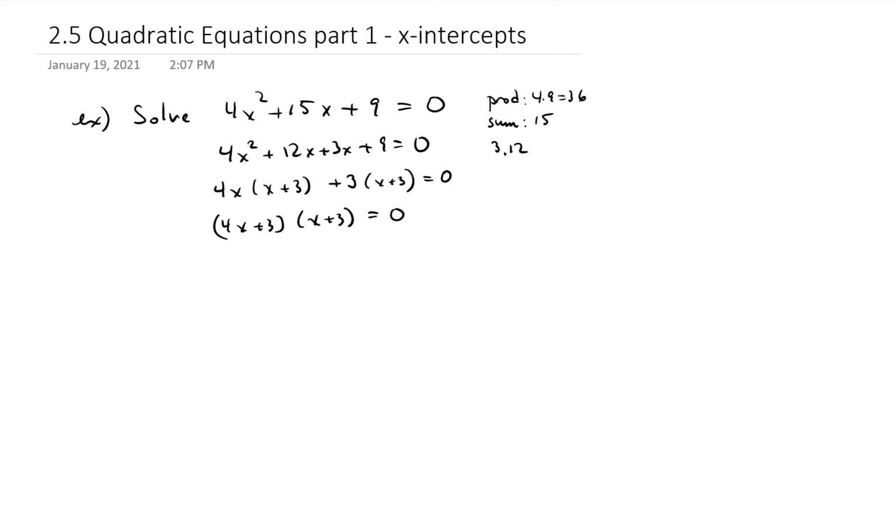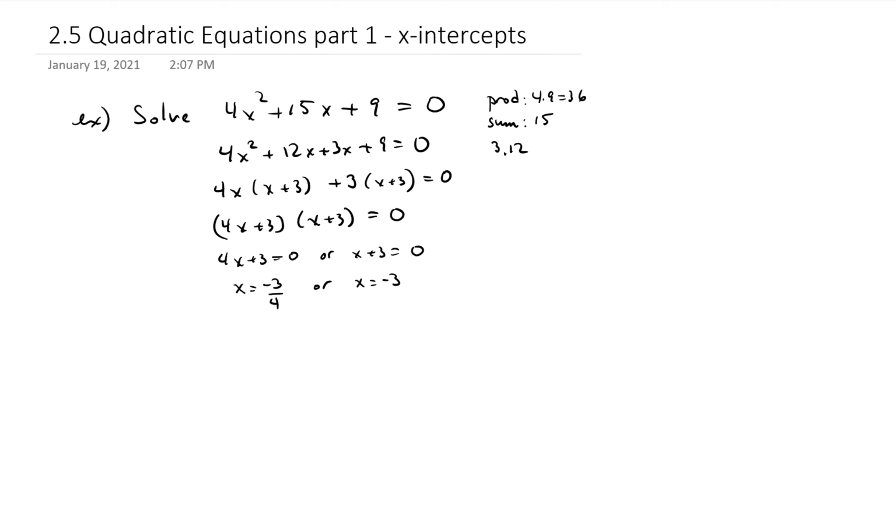If I've got a product that's equal to 0, one of the factors in the product is going to be 0. So that means 4x plus 3 is 0, or x plus 3 is 0. Then if I solve for x, you send 3 to the other side and divide by 4, so minus 3/4, or x is minus 3. So those are the two solutions. Okay, we've seen this before.